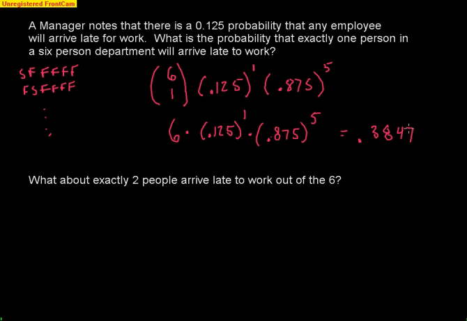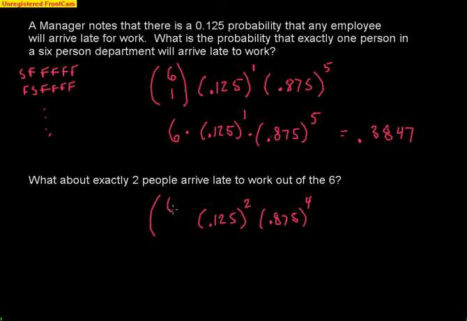What about exactly 2 people out of the 6? Okay, so now we have 2 people being late. So 2 successes, being late. And then we have 0.875, that'd be failure, being on time, gosh forbid. And I need 4 of those. There's my total of 6, 2 people late, 4 people on time. And I need to figure out how many different ways that can happen. So I have 6 choose 2.